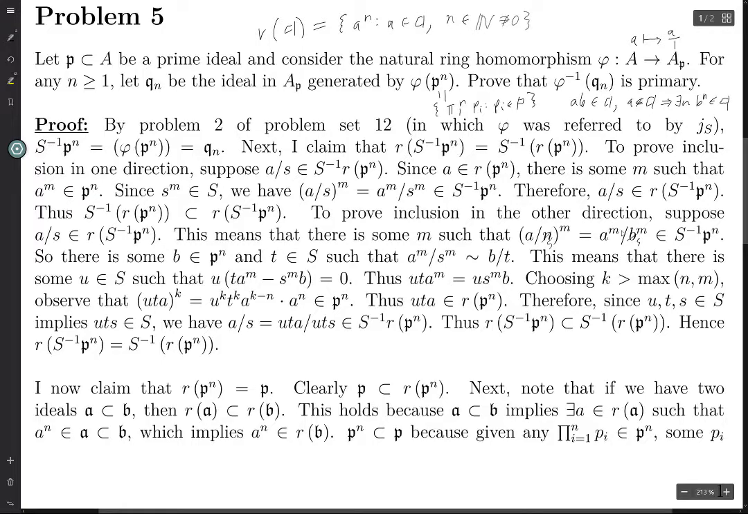Anyways, so we have some element in here and some here such that these two are equivalent. What does it mean for them to be equivalent? That means there's some u in s such that this thing is 0. So move this to the other side and distribute it. Now choose some k just bigger than the maximum exponent of n and m. And then when you take uta raised to the k, you can write it like this.